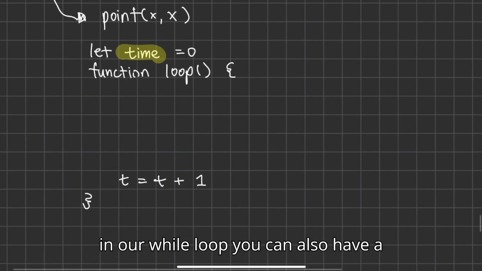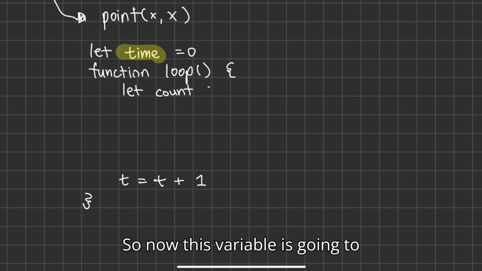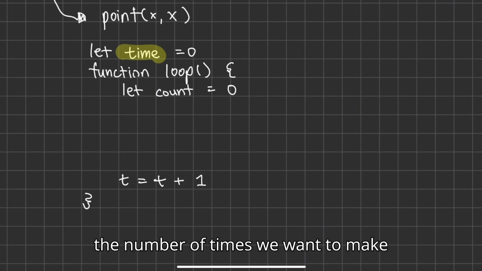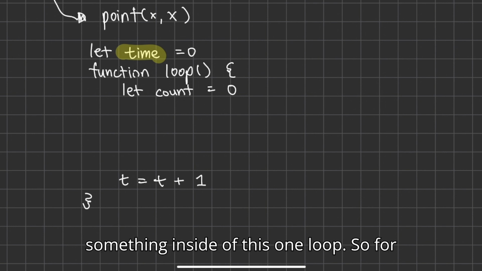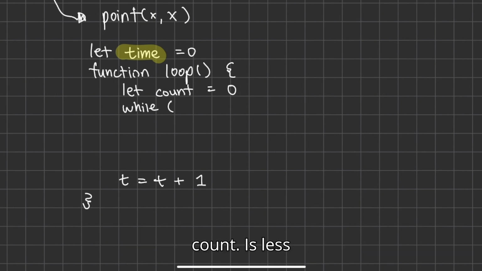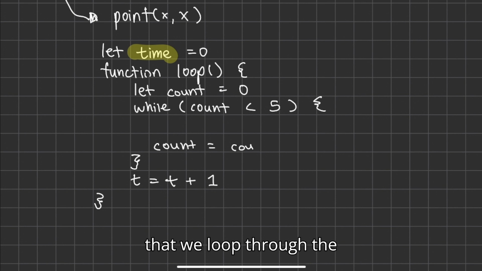So in our while loop, you can also have a variable inside, let count. So now I'm going to use this variable to count the number of times we want to make something inside of this one loop. So for this one, I'm going to have a while count is less than 5, and I'm going to increment count every time that we loop through the function so we can get out of it.